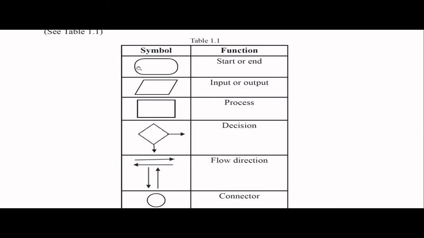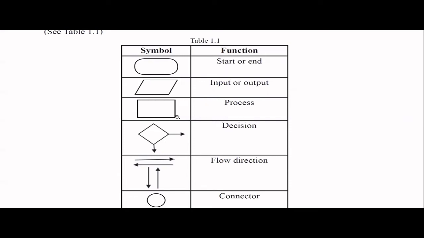This one is used for start and end. In an algorithm, we have two main steps, start and end, so for that we use this symbol. Some people use an oval for this, or a curved rectangle, which is okay. This one is a parallelogram, used for input and output. We use it when we input some values, when we get values from the user, as well as when we give output to the user.